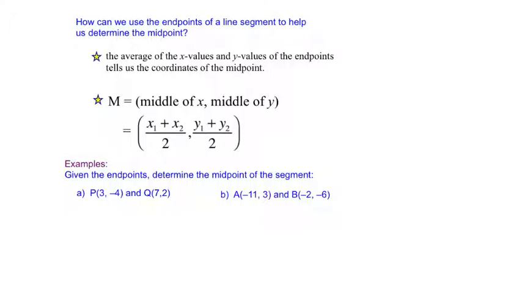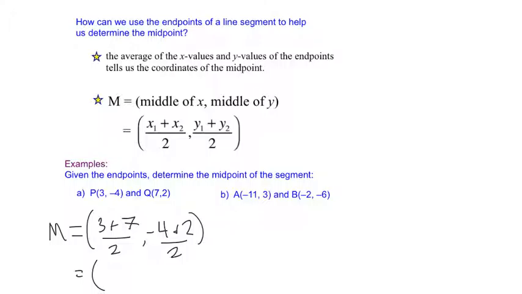For A, you're going to go M. If I use the formula as written here, I'm just going to do it all as one. So M equals (3 plus 7) divided by 2, (negative 4 plus 2) divided by 2. I'm going to work that out. 3 plus 7 is 10, divided by 2 is 5. Negative 4 plus 2 is negative 2, divided by 2 is negative 1. That's it, so that's my midpoint. Nice and easy. Why don't you pause the video and take a second and work out the midpoint of B.